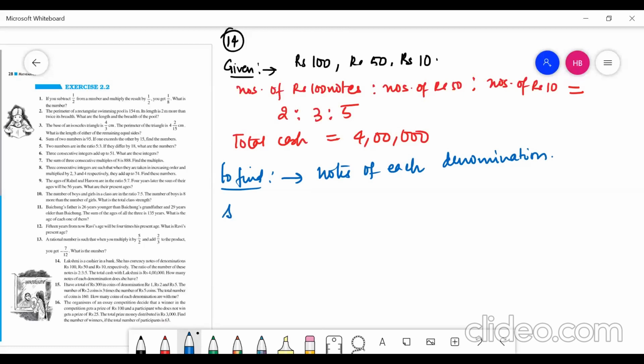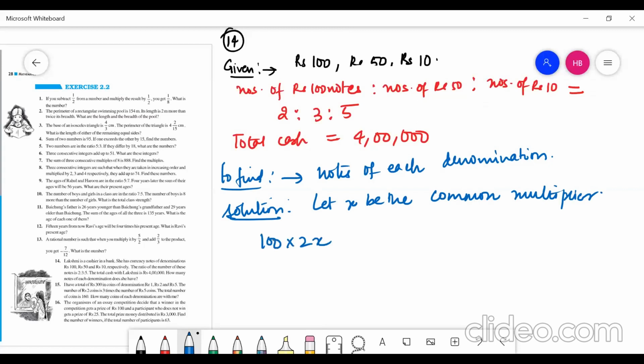So as I have told you, whenever you see a ratio and proportion question, you are going to let x be the common multiplier. If you take this, then my equation will become: because rupees 100 notes, so 100 into 2x plus 50 into 3x plus 10 into 5x is equal to 4 lakh.